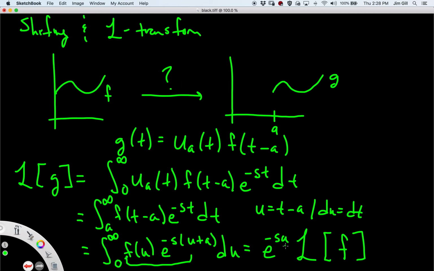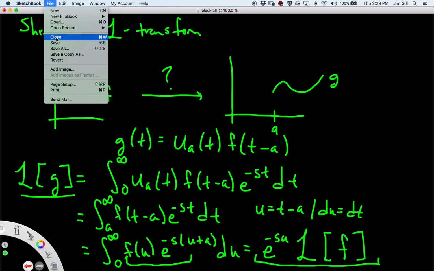So let's go back to the problem that we had from before. Yeah, so this is what we want to record, right? The difference between the Laplace transform of a time-shifted function and the original function is this e to the minus sa, where a is the amount of units in time rightward we shifted the function. So let's go back to our problem.